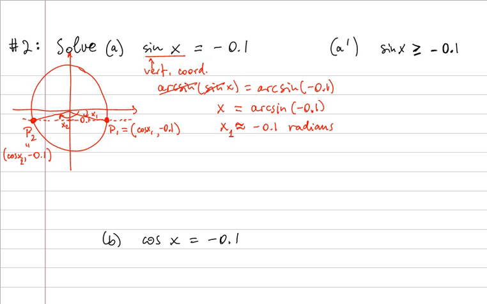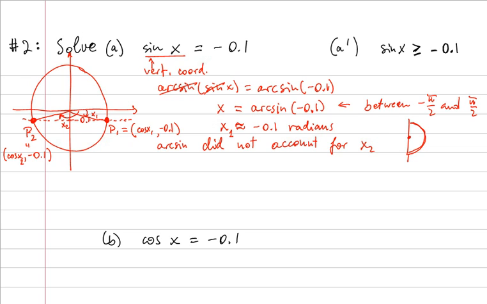From arc sine, I always get a number between negative pi over 2 and pi over 2. So arc sine always gives me an angle that's on this part of the unit circle. So arc sine and the calculator did not account for x2.